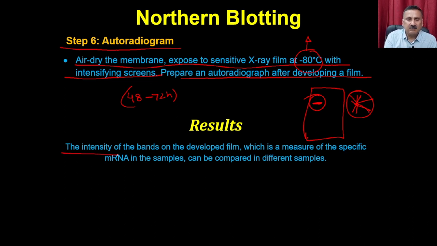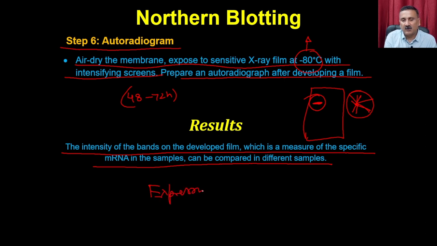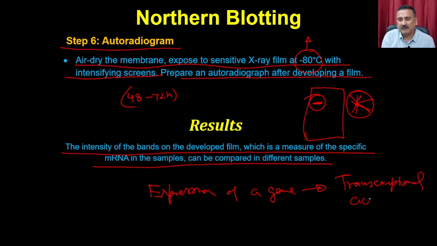Now, the intensity of the band on the developing plate, which is a measure of the specific messenger RNA in the sample, can be compared in the different samples. So, what it is going to tell you is the expression of a gene, or I will say the transcriptional activity of the gene or the target gene, whatever you are probing, right?